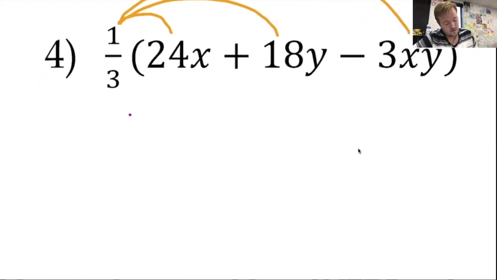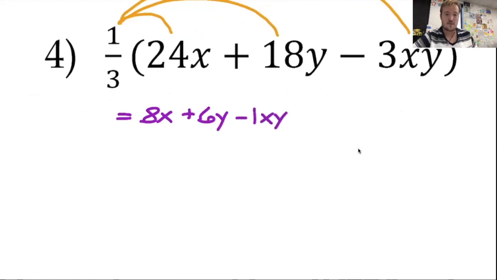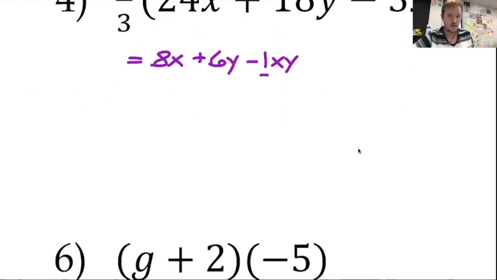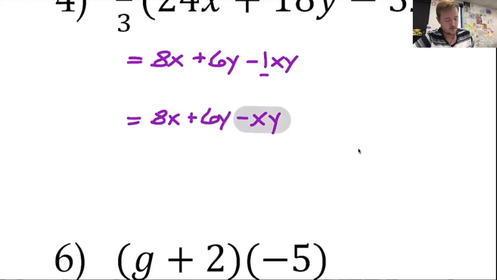So I'm going to have 24 divided by 3. That gives you 8x. Now I have 18 divided by 3, which gives you 6y. Now I have negative 3 divided by 3, which gives you negative 1xy. Now in this case, that 1 right there, we don't have to write that 1. You can if you want to, but on assessments or anything like that, you will not see that 1 written. So 8x plus 6y minus xy. This would be your simplified expression.